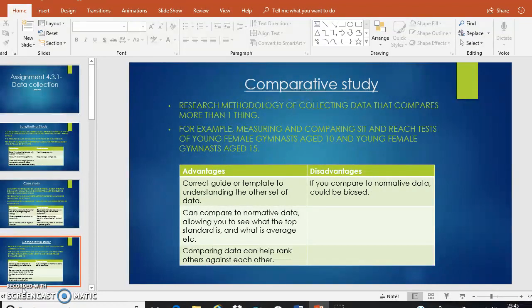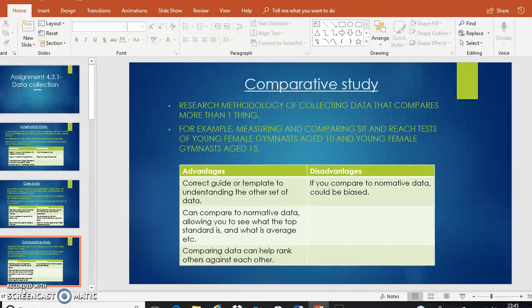Next, there are comparative studies. This is a research methodology collecting data that compares more than one thing. So you could measure and compare the sit and reach tests of young female Great British gymnasts that are aged 10 and young female Great British gymnasts that are aged 15, for example, and compare the results.